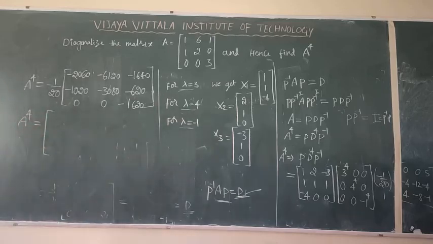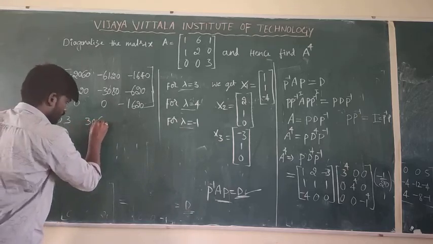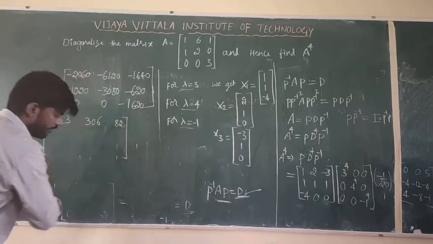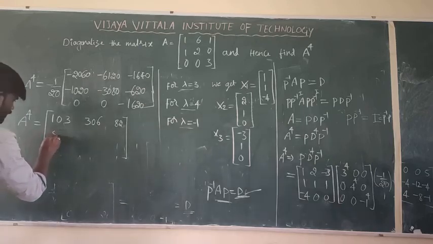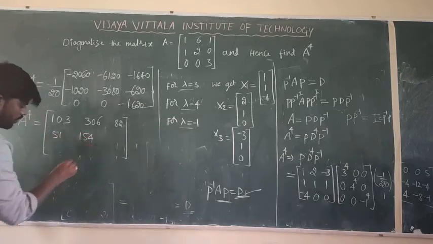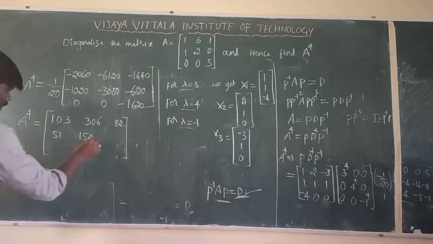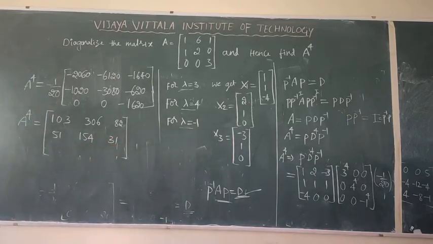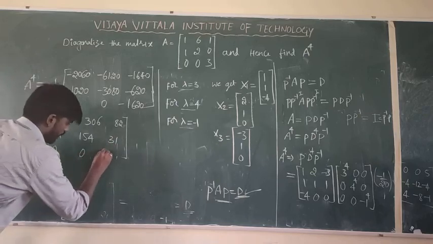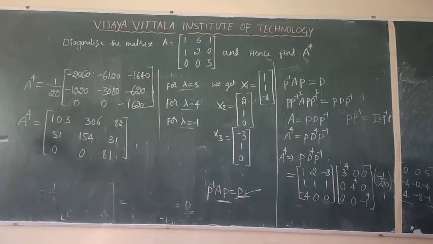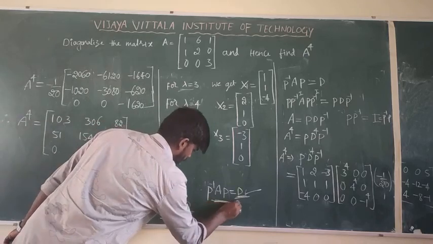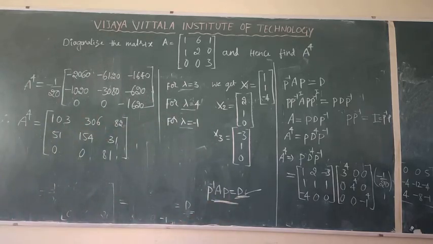A power 4 is 103, 306, 82, 51, 154, 31, 0, 0, 81. Therefore, A power 4 is this matrix, which we obtained by diagonalization. Okay, understood?